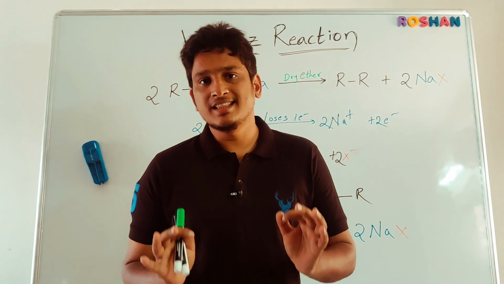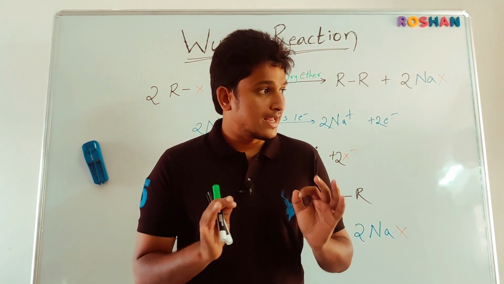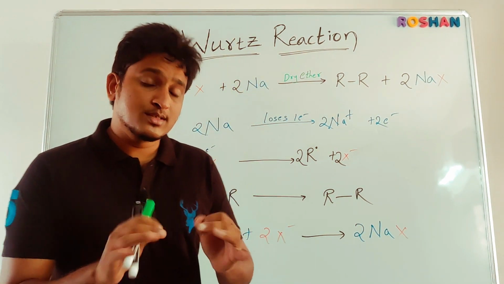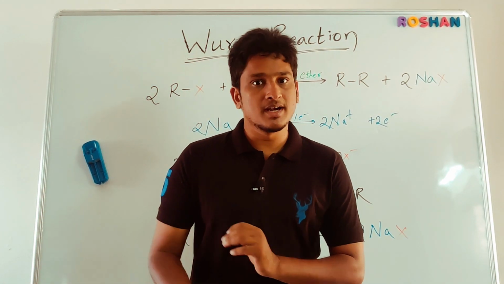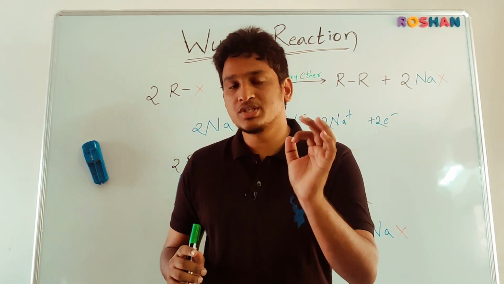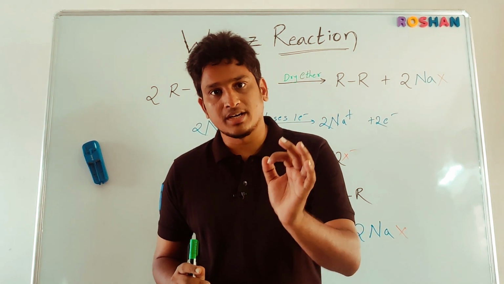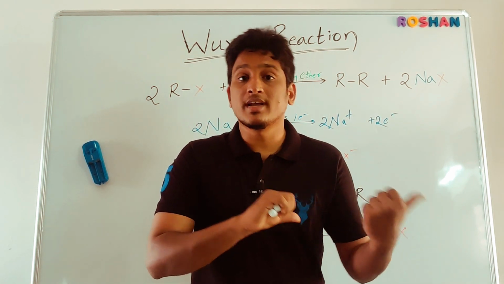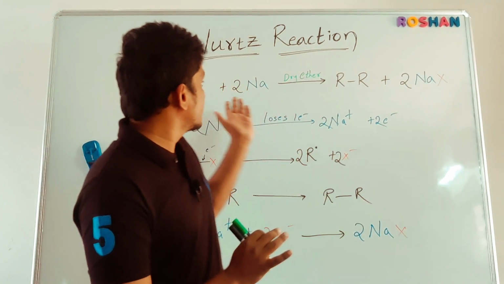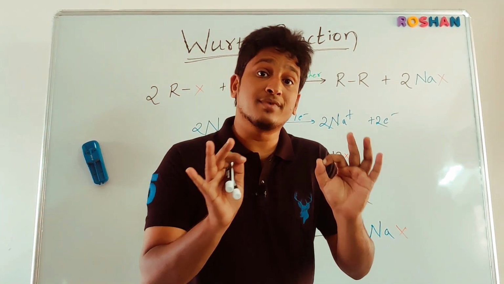This is the mechanism of the reaction. But students, there are a few key points which we need to discuss, like sodium. Why only sodium is used? Why are other metals not used? Students, listen to one thing. If any metal is mentioned in the reaction, it means that metal is suitable for that reaction. So why not lithium? Why not potassium?